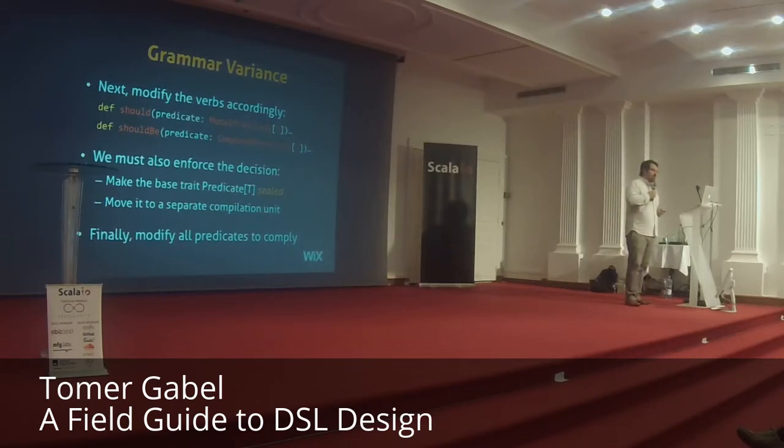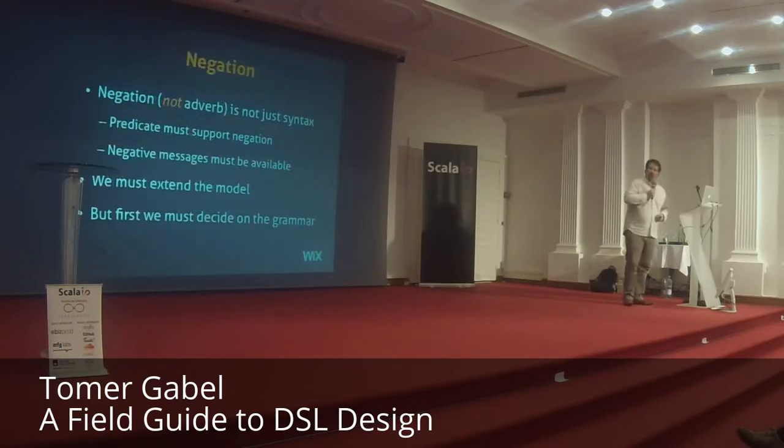The final issue I'm going to cover is around negation, and that happens to be a pretty hard one to get right. So negation is a modifier on the verb. Okay, what we want to say is a list should not contain something. A string should not be starting with something. It's a modifier on top of our existing syntax. But it's not just syntax.